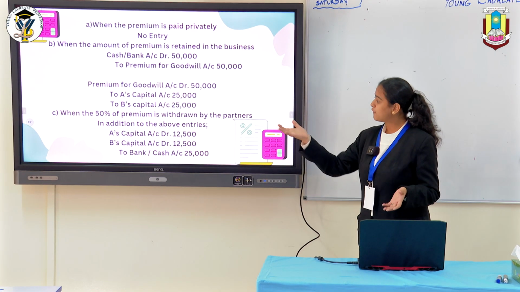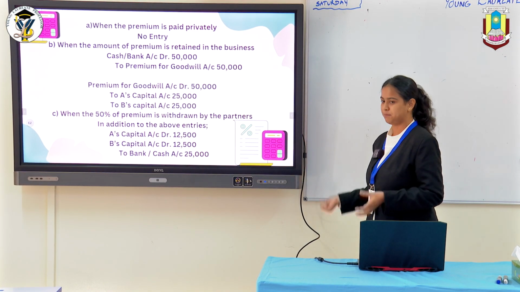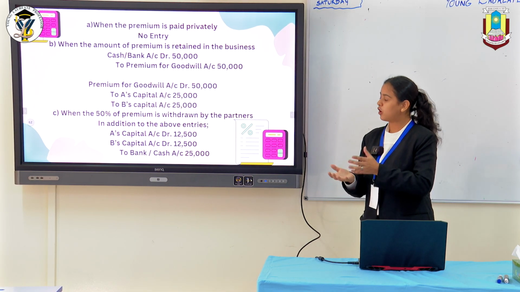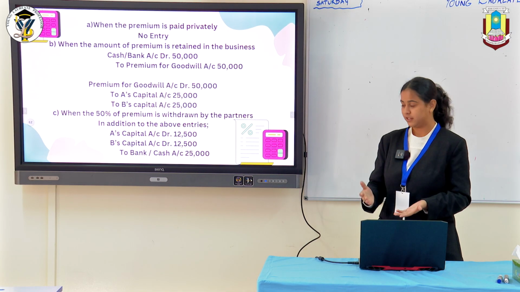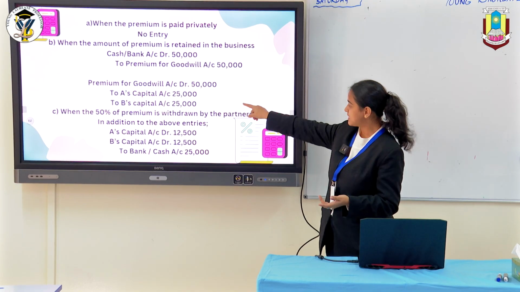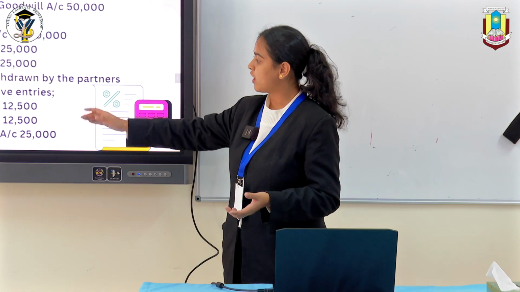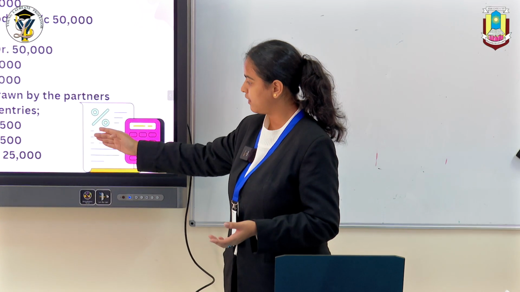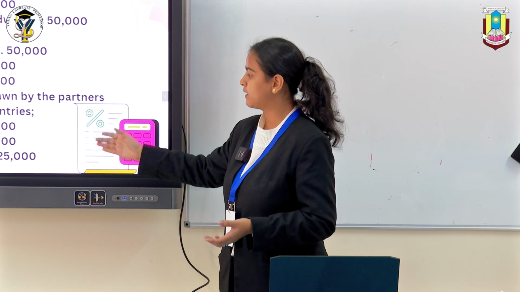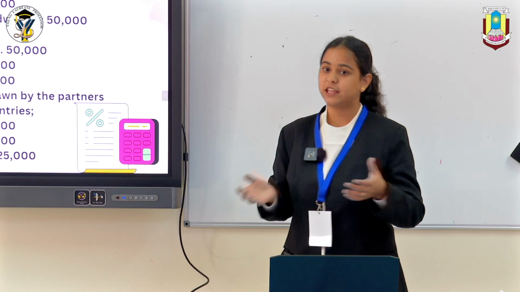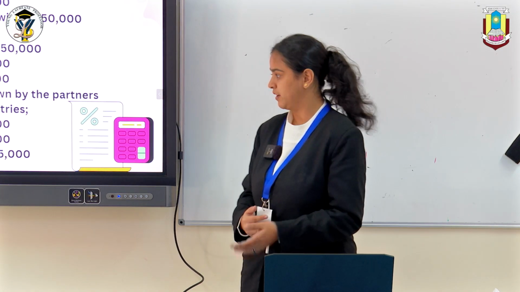Now here, when 50% of the premium is withdrawn by the partners, the premium is not fully withdrawn but just half of it. In that case, in addition to these entries, this extra entry will be passed, where A's and B's capital accounts will be debited by 12,500 and bank or cash account will be credited. Since the premium was already given to them, the capital accounts are being debited.